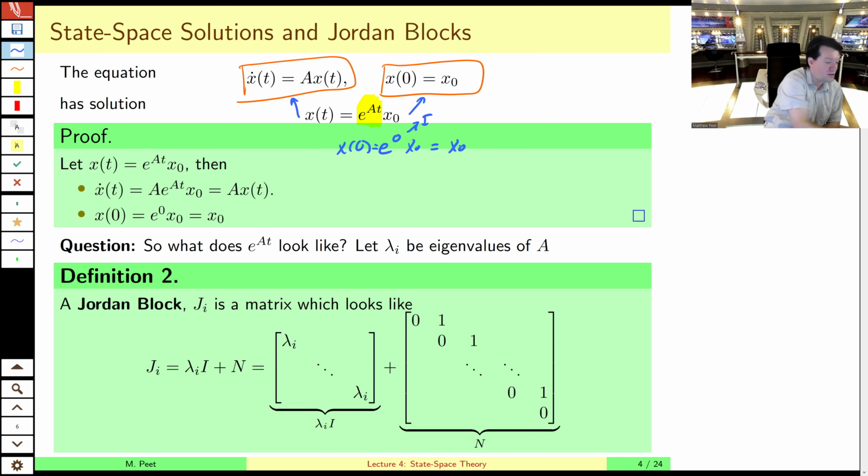And so this is just x naught, right? So it satisfies the first necessary property to be a solution. The second, of course, is fairly straightforward as well. d/dt of e to the At x naught: x naught doesn't have t, and we know that the derivative of e to the At is A e to the At, from the property on the previous slide, times x naught, which is, of course, our proposed solution here. And so we have A x of t.